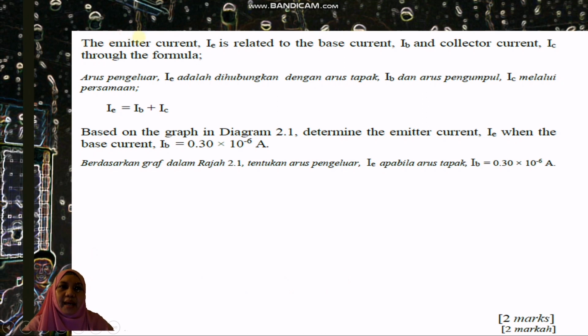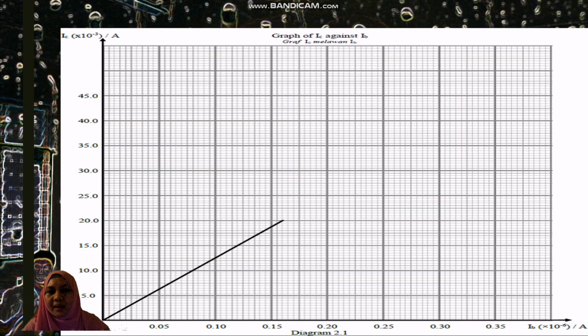Okay, then the emitter current IE is related to the base current IB and collector current IC through this formula, where IE equal to IB plus IC. Based on the graph in diagram 2.1, determine the emitter current IE when the base current IB is 0.3 times 10 to the power of negative 6 ampere. So we refer to the graph again. This is the value where IB is 0.3 times 10 to the power of negative 6.